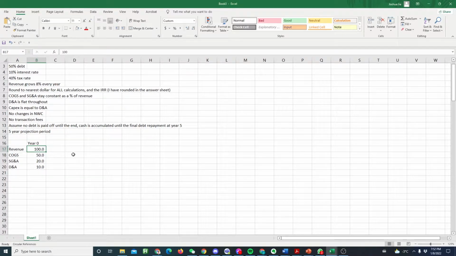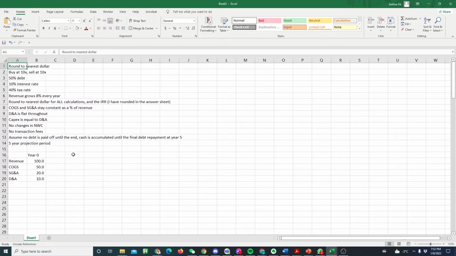Hello folks, today we're going to work on a paper LBO, a very simple one. These are commonly asked in private equity interviews, but sometimes investment banking as well. So let's take a quick look at this one.